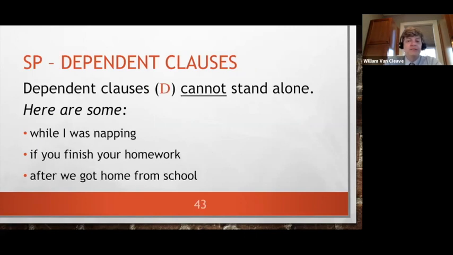Here's some dependent clauses. Now, folks, these don't stand alone, but they still have subjects and predicates. So look for them as I'm reading. While I was napping, if you finish your homework, after we got home from school. Still clauses, not independent. These are dependent clauses.